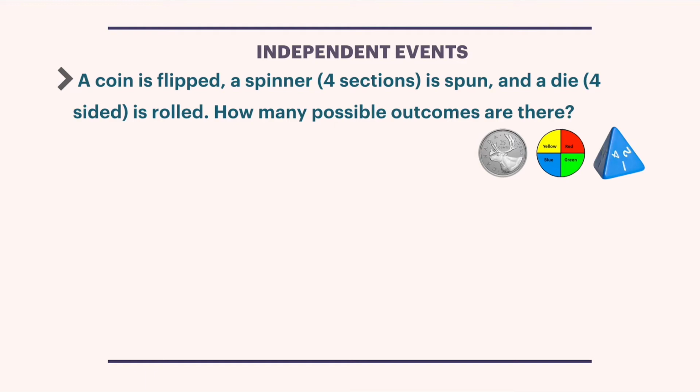I'll be using a tree diagram to show you all possible outcomes. But using the principle that we learned from the previous slide, 2 from flipping a coin, 4 possible outcomes from the spinner, and we have another 4 from rolling a 4-sided die. And 2 times 4 is 8, times 4 is 32. And here is a tree diagram.